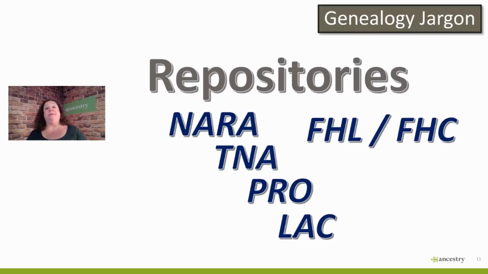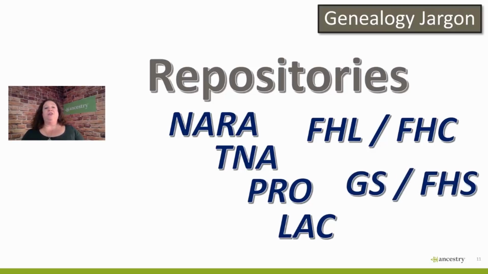Then we have Family Search. Family Search is an organization that's been collecting family history records for decades, and they have the largest offline collection of genealogical records in the world, held at the Family History Library in Salt Lake City, the FHL. And they have satellite family history centers, or FHCs, throughout the world where you can access some of the information remotely.